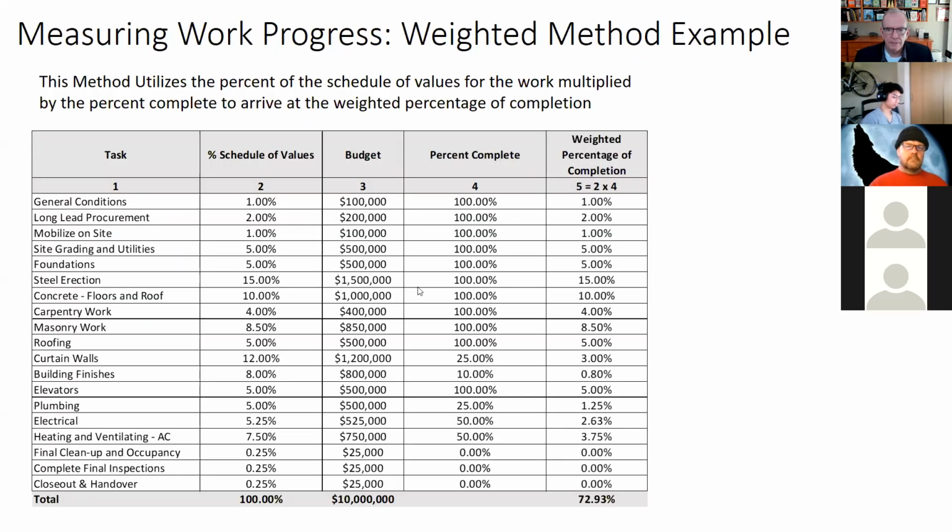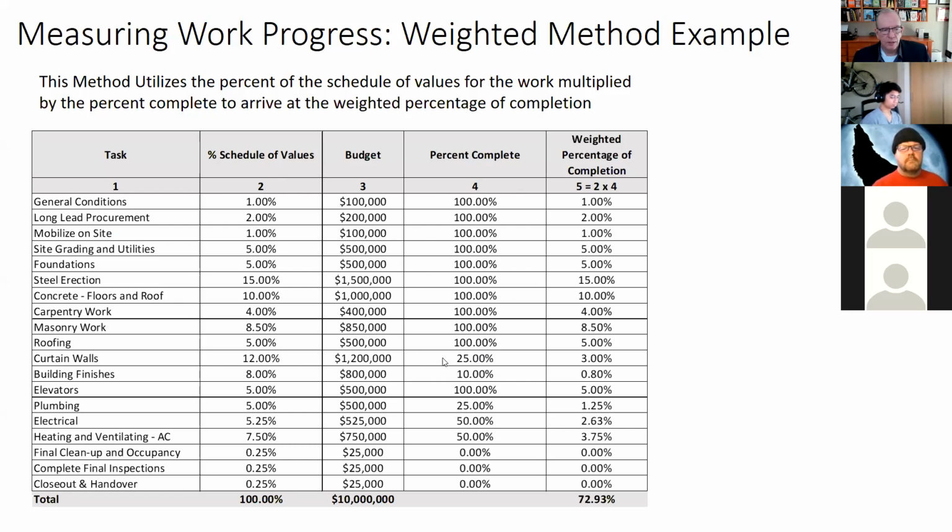And then there's the weighted measurement method, and it's very similar to the ratio method. So we're going to take our schedule of values and we're going to multiply it by percent complete, but we're not counting the estimate at completion. We're going by the percent of schedule of values, which is based on the budget, and then how much percent of that is completed. And that's where that comes in.